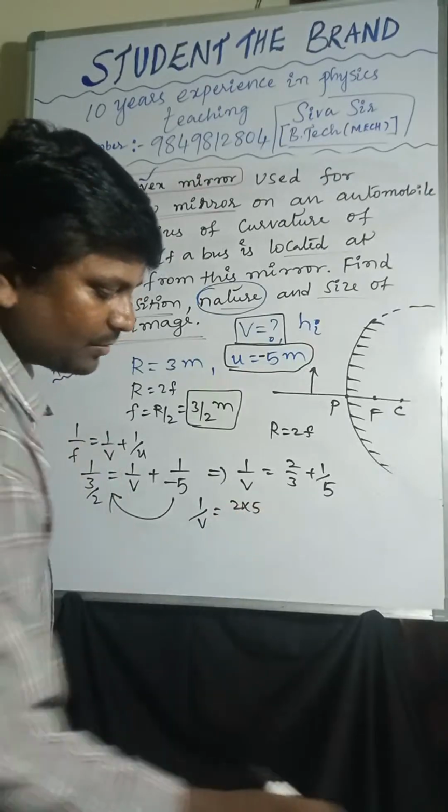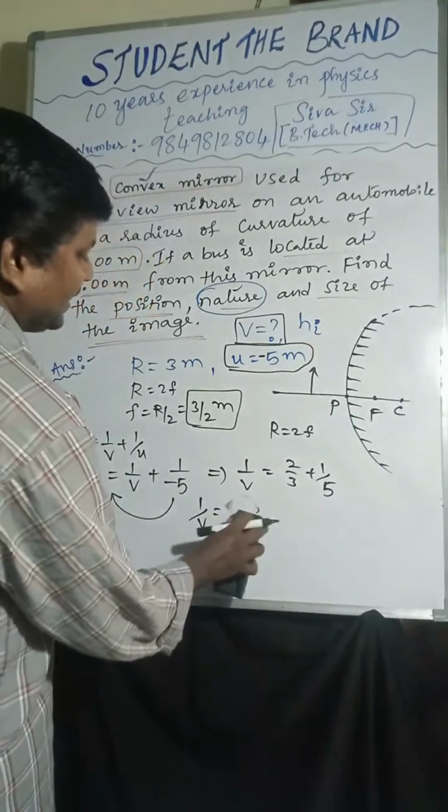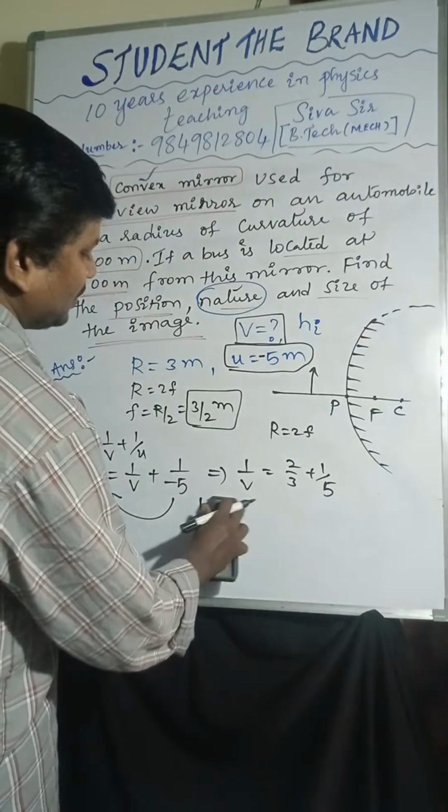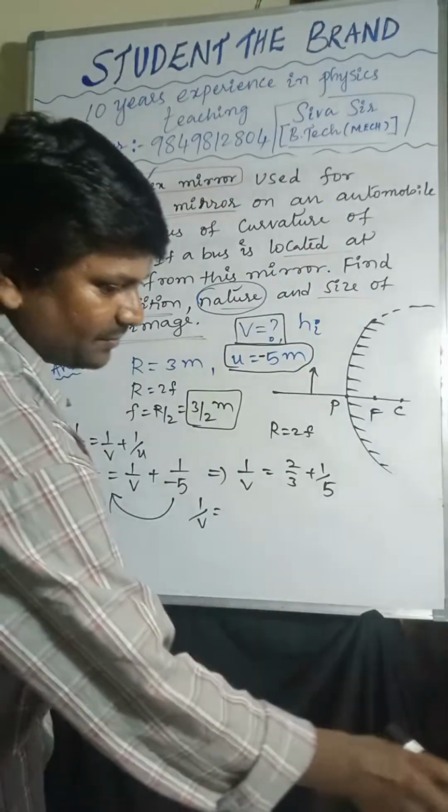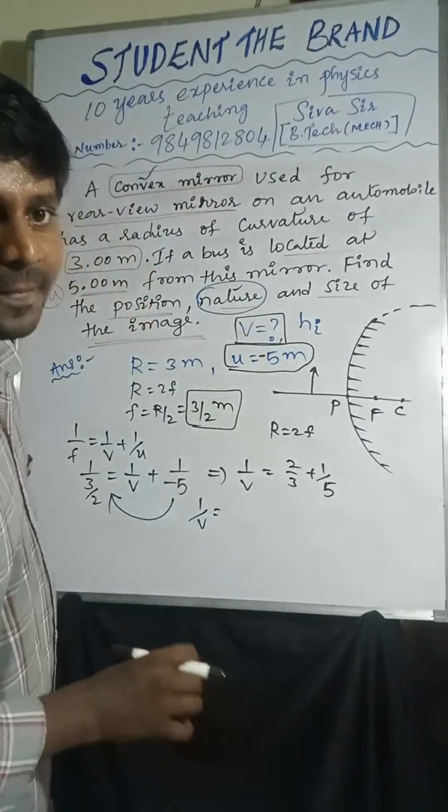Better, we can cross multiply. If you are getting confusion about how to take the LCM, just do one thing: just cross multiply. That's enough. No need to do anything else.